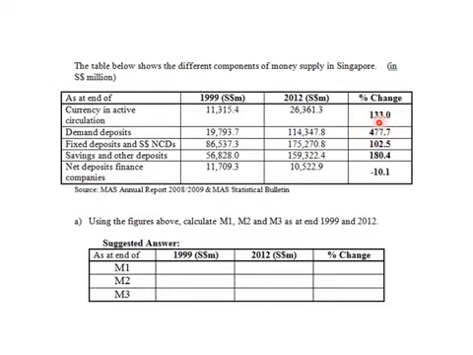Now let's use the figures and calculate M1, M2, and M3. So M1, the first two, M2, the first four, M3, everything. And then we take a look at the percentage change. We want to derive some meaning out of these numbers. So after we look at the numbers, we will answer the questions below.